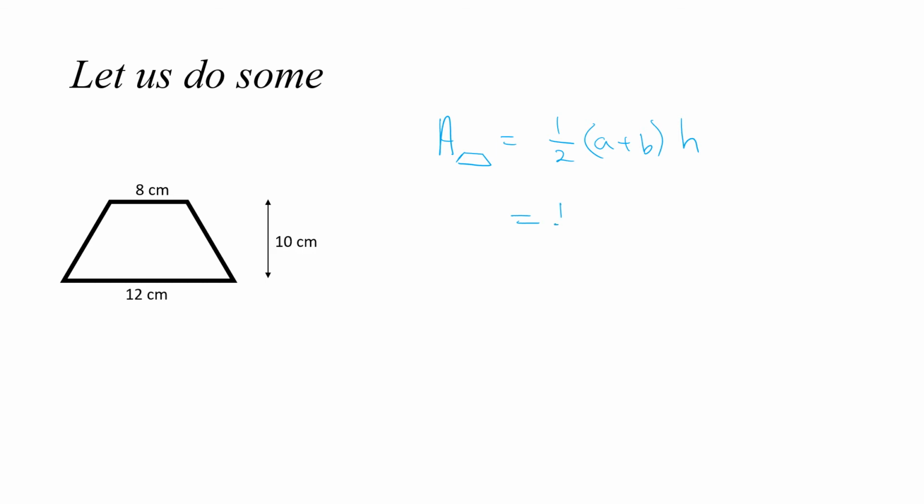So let's just replace some values there. That will be half of 8 plus 12, multiplied by our height, which in this case is 10. And basic maths from here, 8 plus 12 is 20, and half of 20 is 10. So our area here is 10 times 10, which is equal to 100 centimeters squared. And that's it. Believe it or not, we're done.